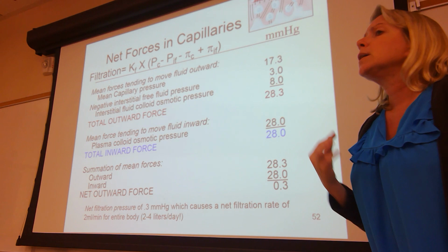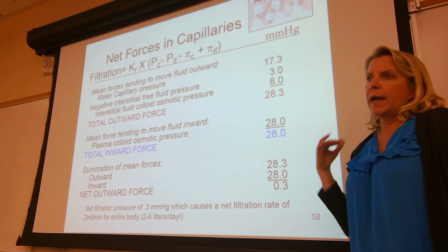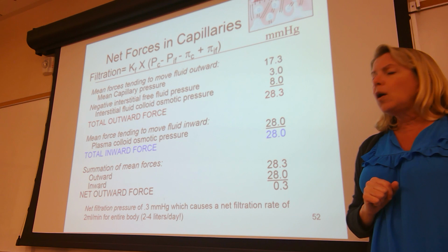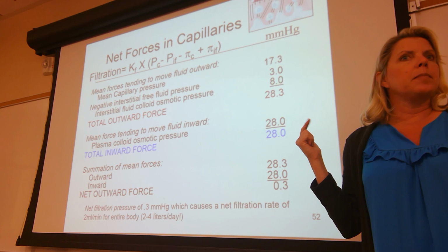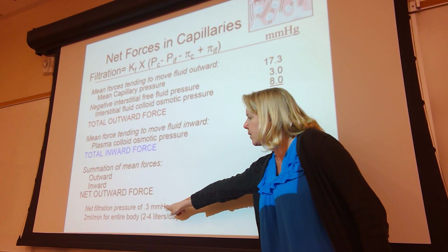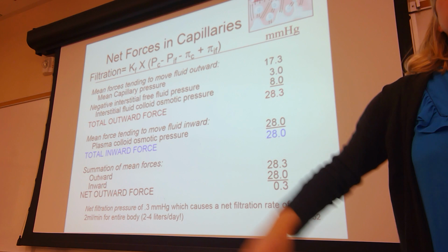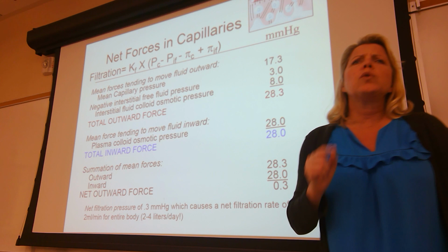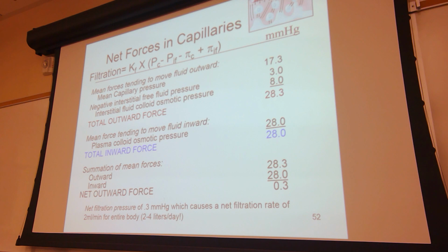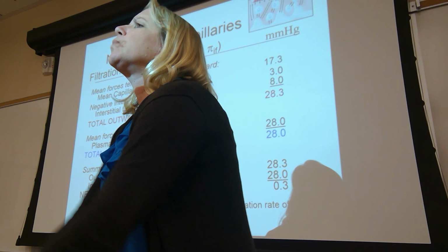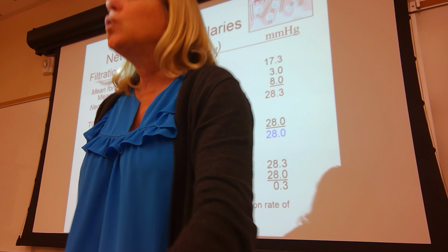Okay, now we just pit numbers against each other. Which force wins, out or in? I should say, which direction wins? Out. But not by much, would you agree? Not by much. But it's enough. That 0.3 millimeters of mercury of a pressure difference favoring outward movement means that at the end of a 24-hour day, 2 to 4 liters of plasma will leave your capillary beds and go into your interstitial space. And if you are not able to recollect that fluid and put it back into your blood vessels, you all would be dead at the end of the day.